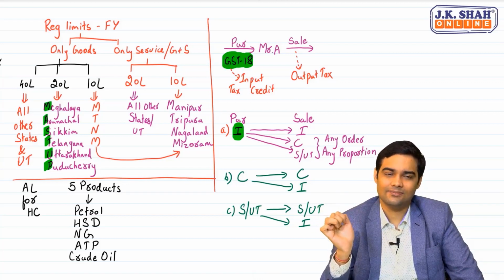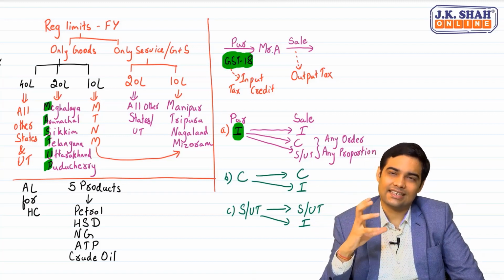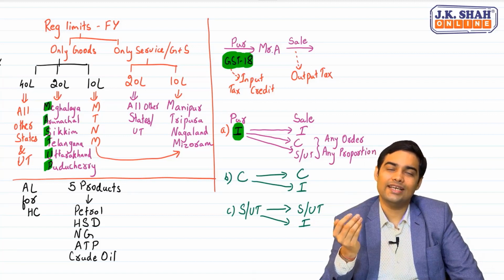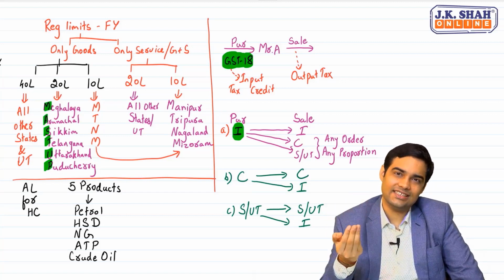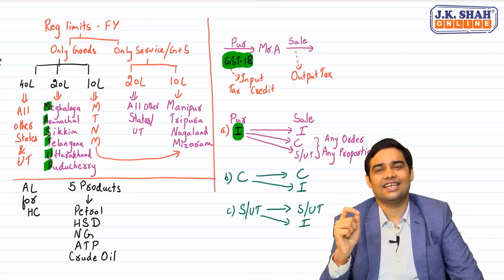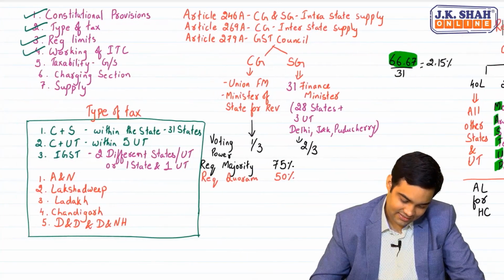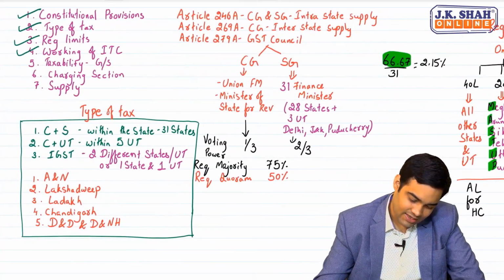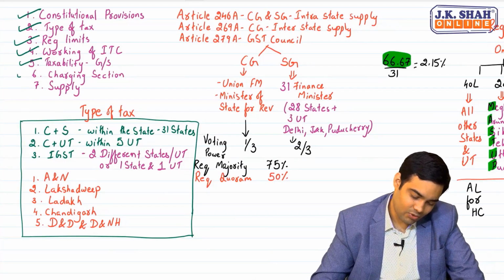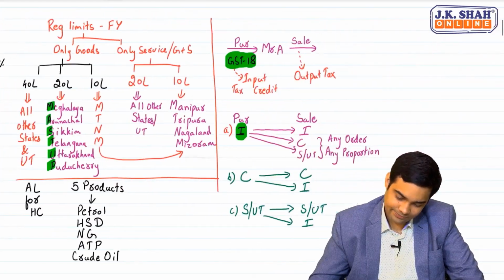Clear with this? Okay. Now that we have discussed taxability, now we would move to the charging section, that is section 9 of CGST Act and section 5 of IGST Act. See where we stand. We have now completed taxability of goods or services. We are now moving towards charging section. See this carefully.